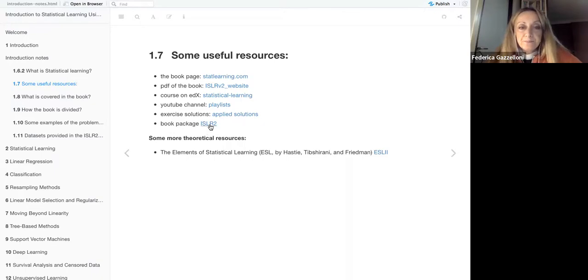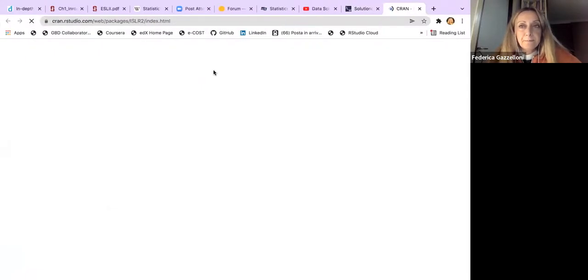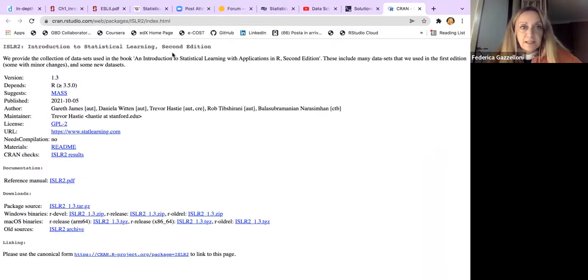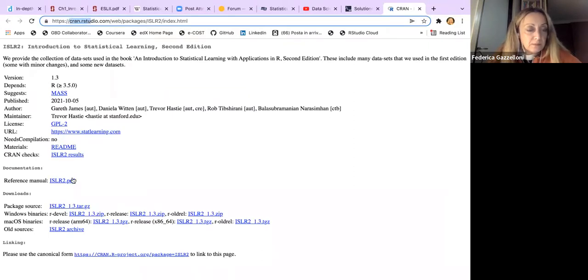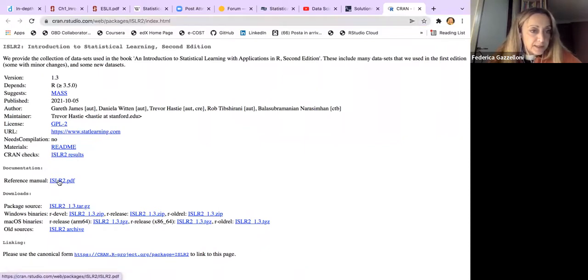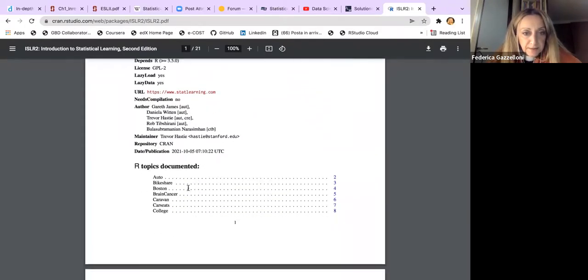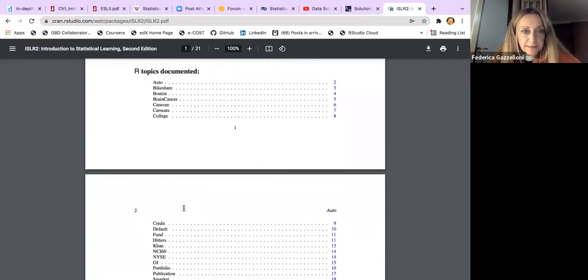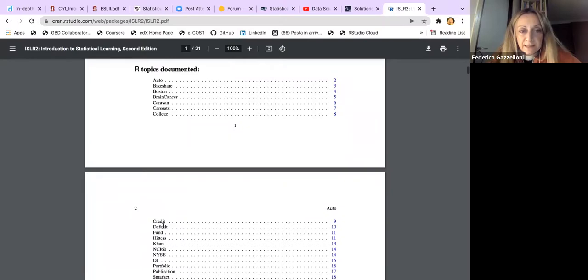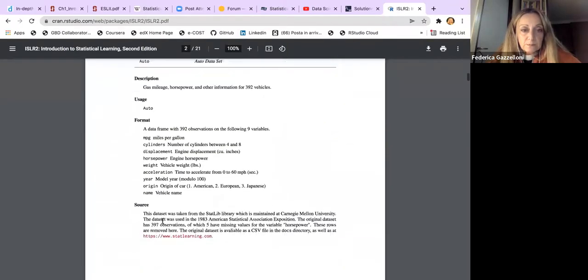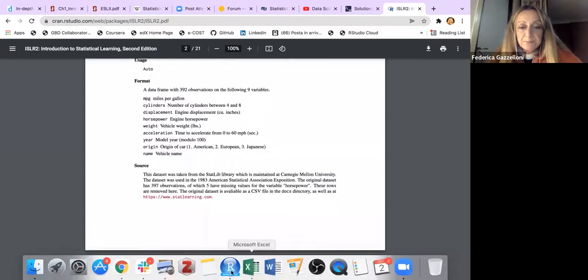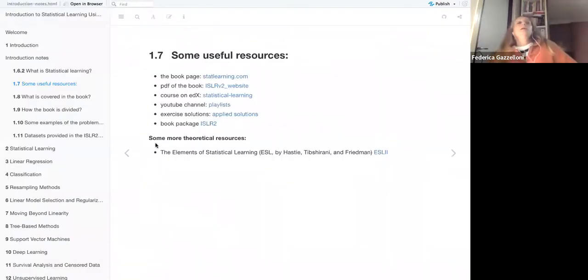This is the package, the ISLR2 Introduction to Statistical Learning, Second Edition package from CRAN. So you can see what is inside, the various topics. These are the data sets available and all the explanations.